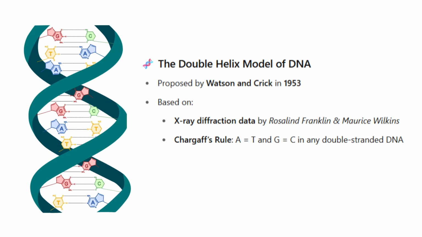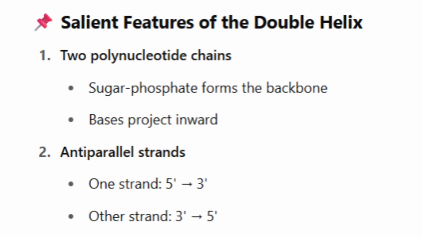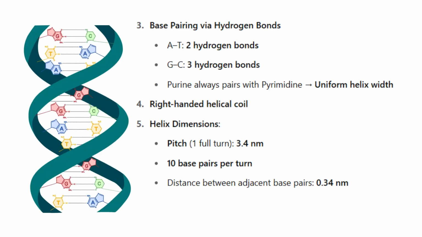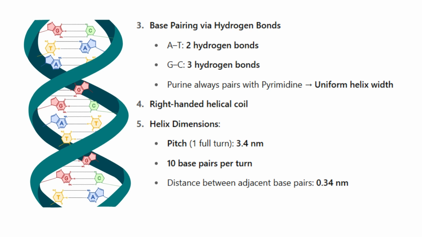Salient features of the double helix. Two polynucleotide chains. Sugar-phosphate forms the backbone. Bases project inward. Antiparallel strands: one strand 5' to 3', the other strand 3' to 5'. Base pairing via hydrogen bonds: adenine and thymine have 2 hydrogen bonds, guanine and cytosine have 3 hydrogen bonds. Purine always pairs with pyrimidine, giving uniform helix width.